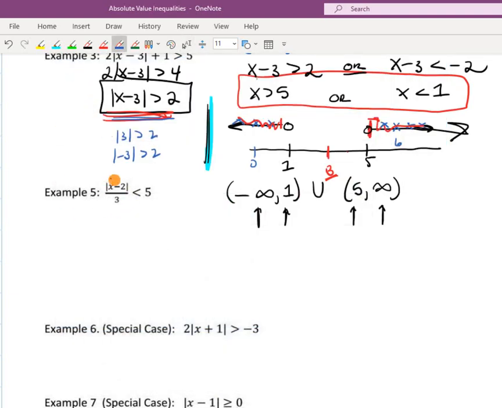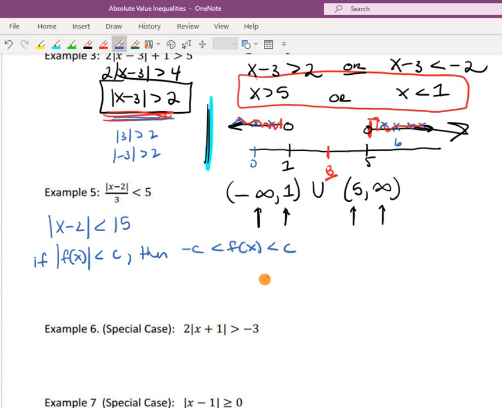Okay. Example 5 here. I'm going to isolate the absolute value. So multiply both sides by 3. So x minus 2 is less than 15. Okay. Now, it's a less than, so I'm going to show you kind of an alternative way of doing the less than problems if it makes it easier for you to learn the rule. We had said if f of x is less than c, then negative c is less than f of x is less than c. That's the rule. But that's an and statement.